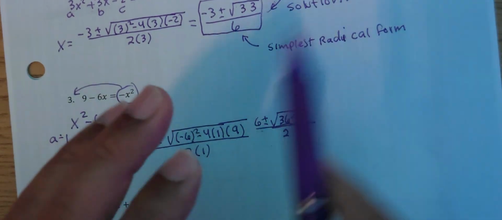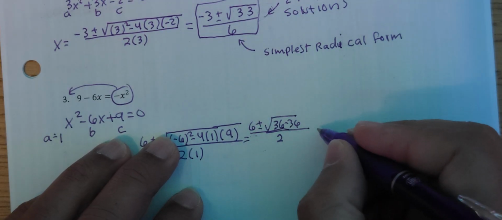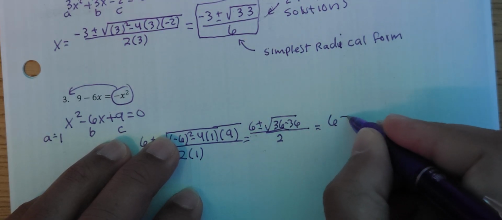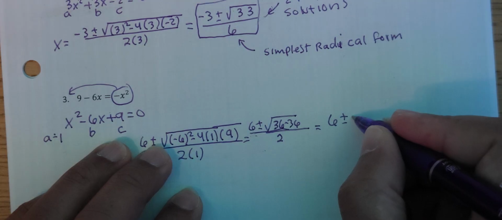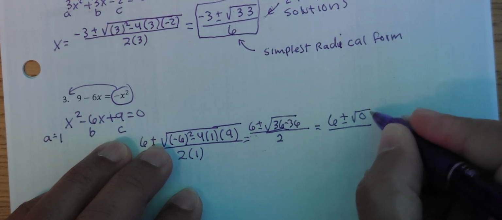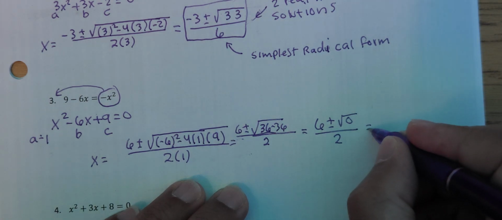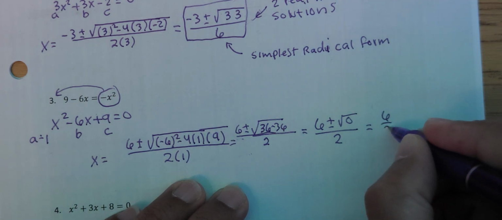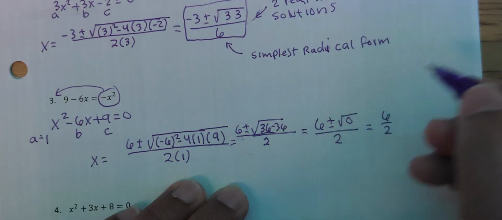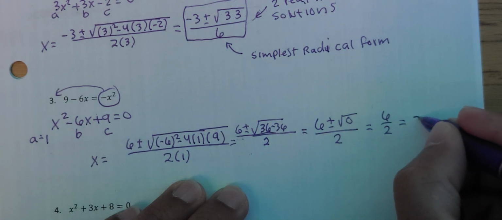So as you can see, inside of the radical, that's going to simplify. So this is 6 plus or minus the square root of 0, which means the discriminant is 0. If that is the case, then this just simplifies to 6 over 2. Plus or minus doesn't matter because it's still going to be 0. So then this is 3.